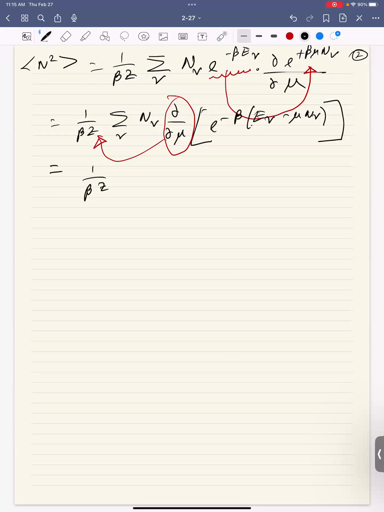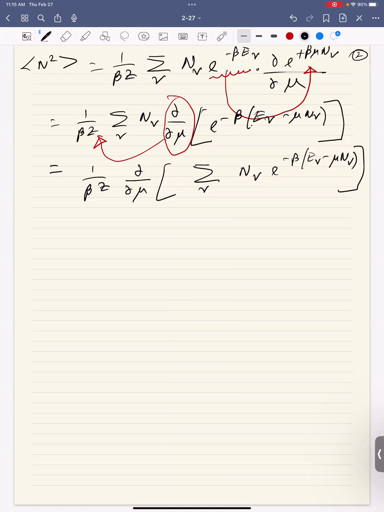1 over beta z partial with respect to mu of summation nu n nu e to the power minus beta e nu minus mu n nu. Oh, we are getting somewhere. This term inside the square bracket, can we do something to it? What does it look like? Trevor, what do you think? It should look like the average of n. Yeah. But it's missing something.